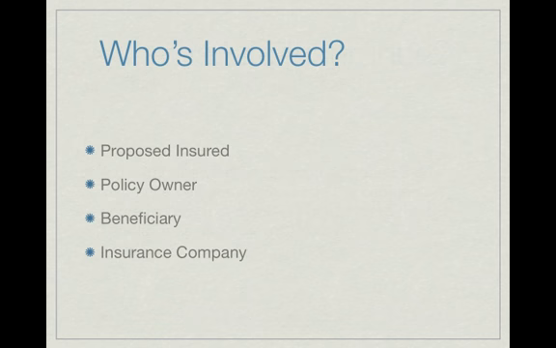So let's take a little bit closer look at the people who are going to be involved in a life insurance policy. First, we have our proposed insured. This is the individual who, if they pass away, the policy is going to pay out a death benefit. Next, we have the policy owner. This is the person that's actually purchasing the policy and is going to own it. Now, a lot of times you'll see that the policy owner and the proposed insured are the same person. They're someone buying a policy on themselves.